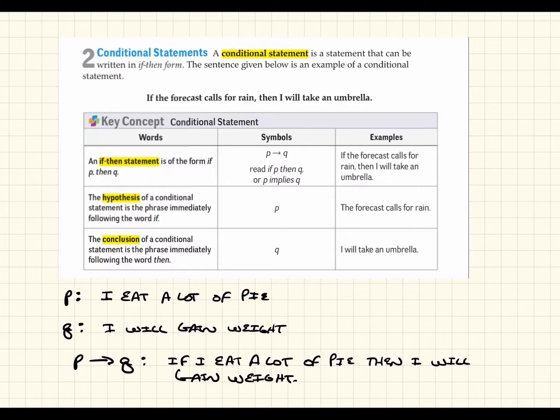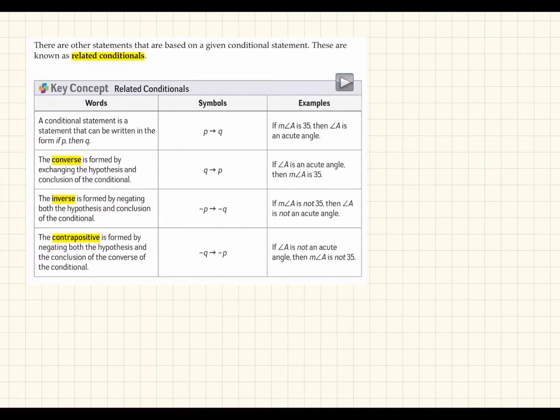Now that we have a handle on conditional statements, if P then Q, let's take a look at something known as related conditionals. Related conditionals are other statements that are based on a given conditional statement. They can take the form of converse, inverse, or contrapositive. The chart below explains what each one is.